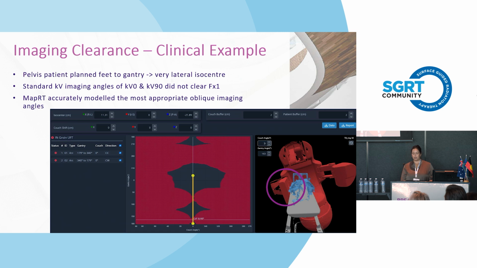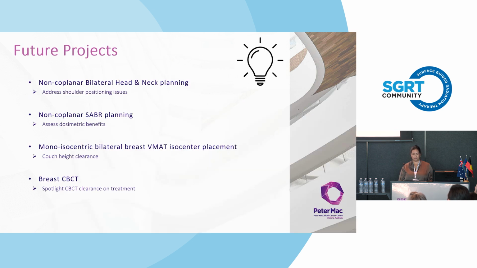So after fraction 1 and further consultation from the treating RTs, they actually requested oblique imaging anyway to improve visibility on this patient. The planning staff then created some oblique KVs for fraction 2 onwards, but unfortunately again, one of those obliques didn't clear. So this patient was a really perfect example of how MapRT would have been useful here to check imaging clearance and then select appropriate imaging angles prior to fraction 1 of treatment and therefore reduce that double handling that we experienced.